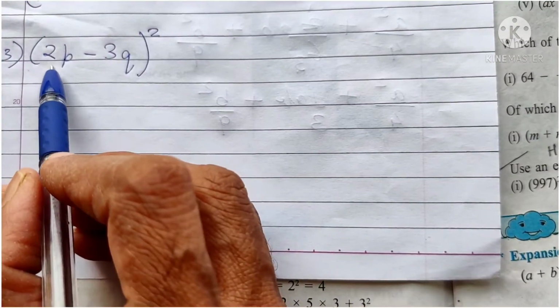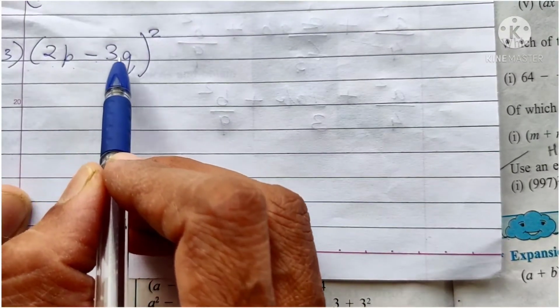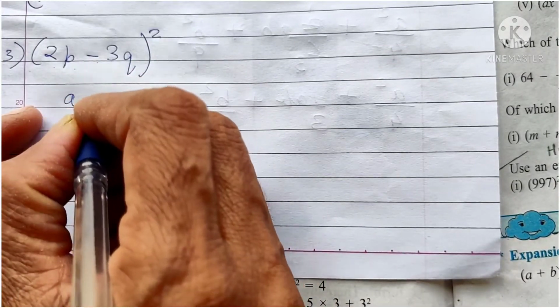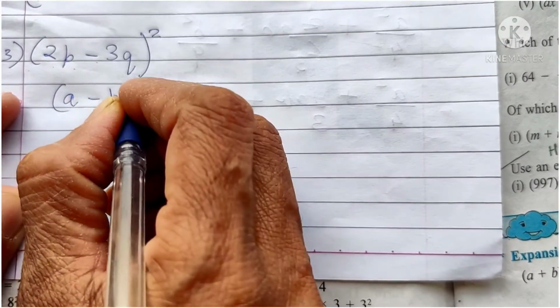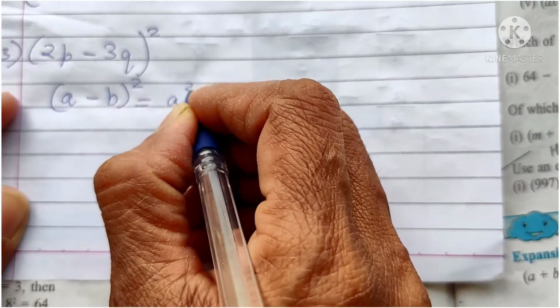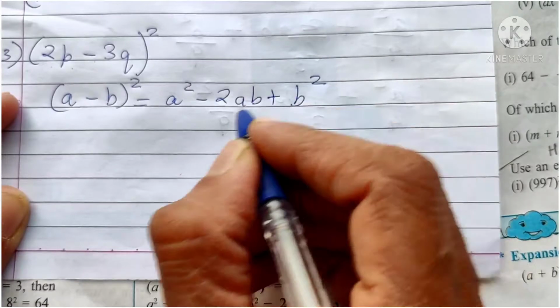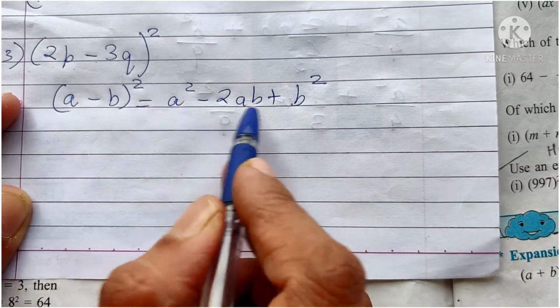The third sum is (2P minus 3Q) the whole square. Now this is of the form (A minus B) the whole square, correct? So the formula is A square minus 2AB plus B square. Now let's just substitute these values in this formula.